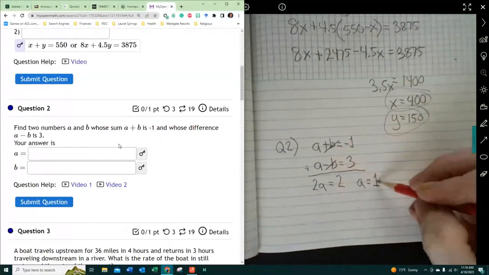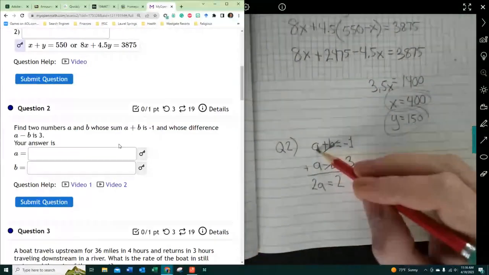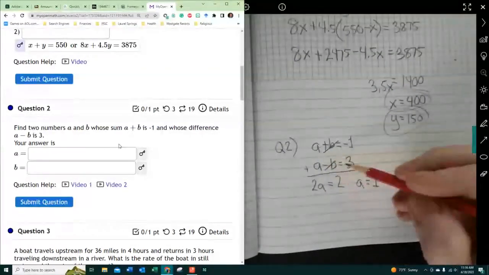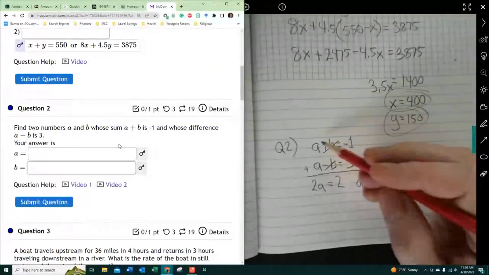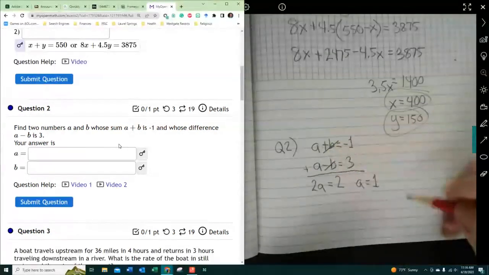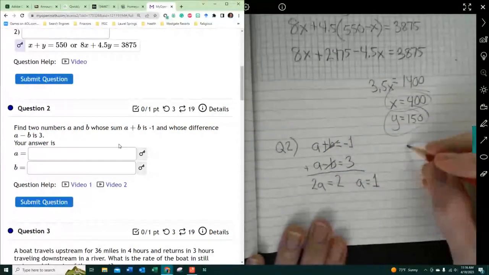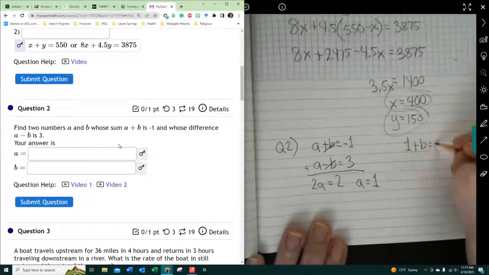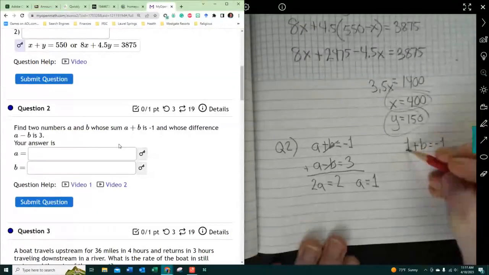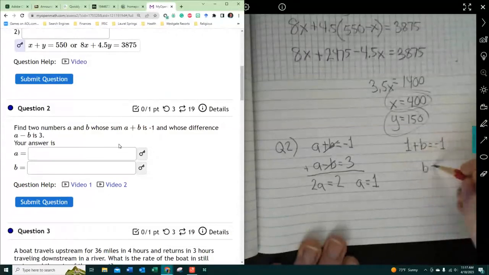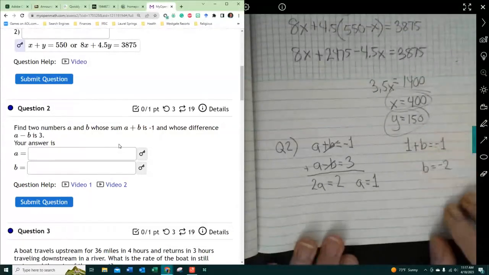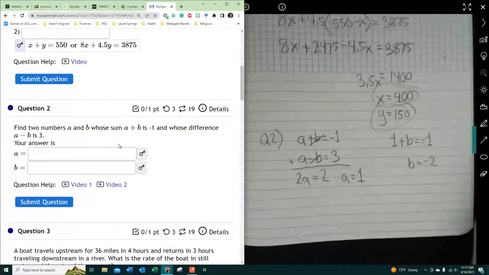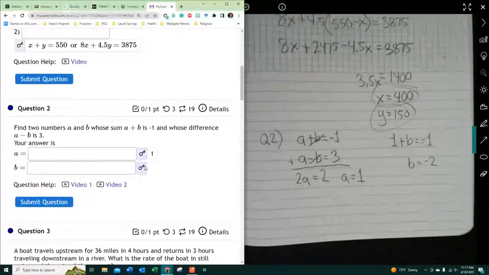And then we go ahead and plug that into here or here, however you like to do it. All right. But we can plug it into here. And we have 1 plus b equals -1. So we're going to subtract 1 from both sides to get b by itself. And we get -2. So that's our answer. a is 1 and b is -2.